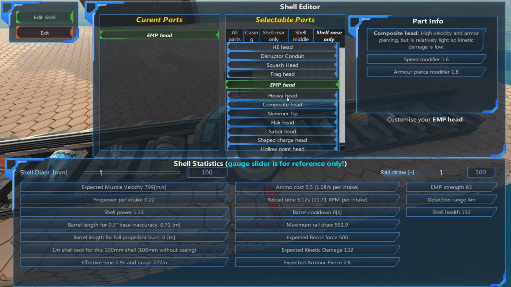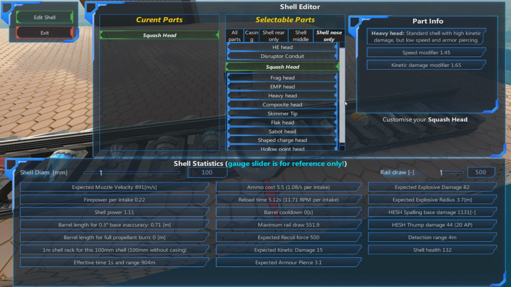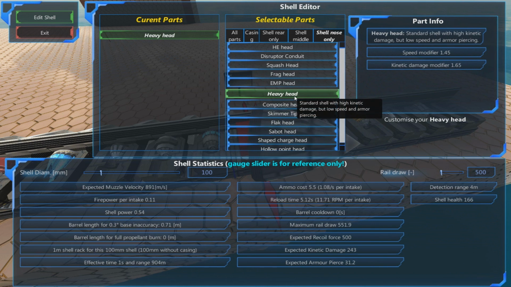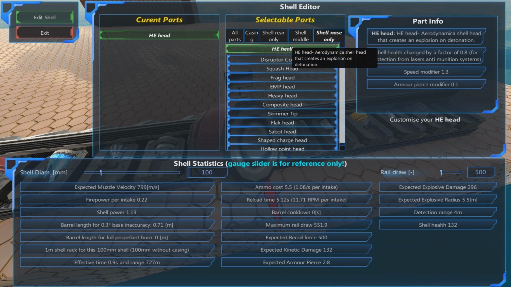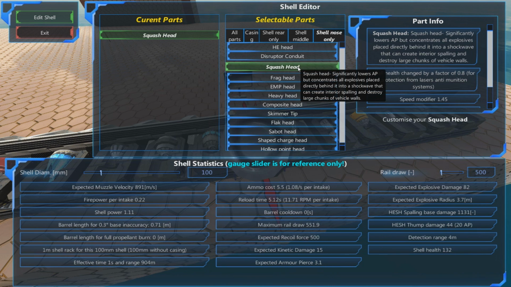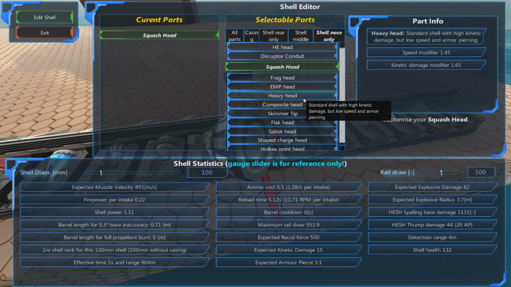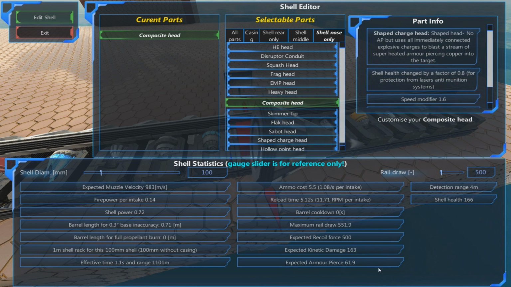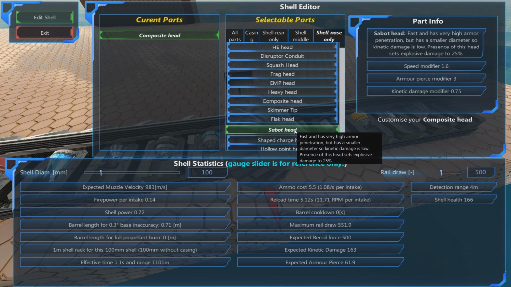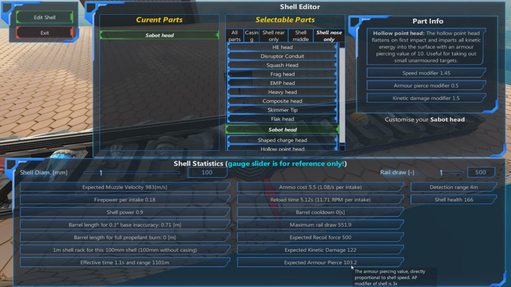You go here. It is faster than a lot of other shells, although curiously not faster than a squash head, which is, by the way, is this intentional, devs? For the squash head to actually be faster than a lot of other heads? Because in real life, HESH only really works if the shell is kind of slow, because otherwise it sprays explosive all over the place. I don't know, someone tell me what the deal is with that, please. Anyway, so getting to the heavy head, 243, 31.2, 163, 61.9, and then 122, 103.2.